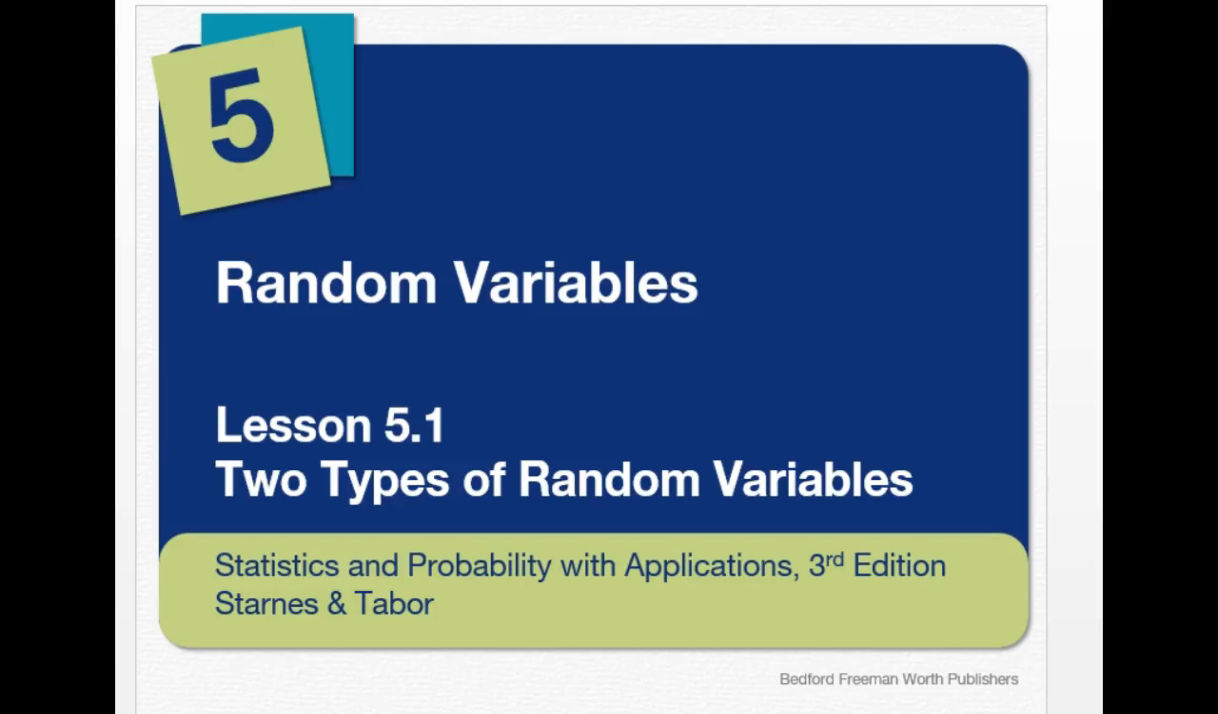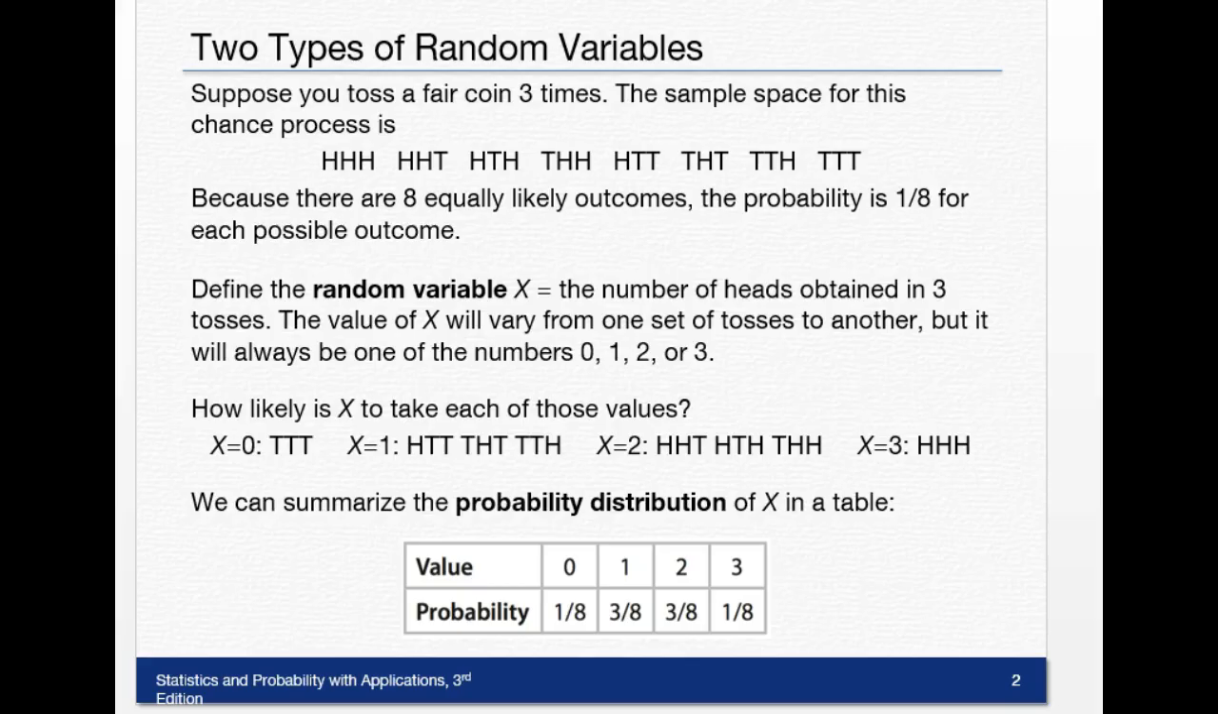Alright, in this video we are talking about random variables. We're starting chapter 5, and there's actually two kinds of random variables we need to talk about. Alright, the two types of random variables.